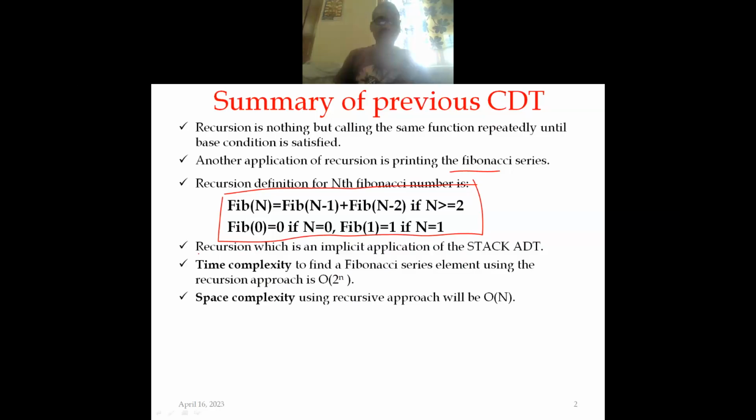Whenever we write any recursive function, the system stack is implicitly used to store the call stack trace. That is the reason we say that applications of the stack are recursive functions like factorial, GCD, the Fibonacci series problem, and then Tower of Hanoi. All these problems can be solved using recursion, which in turn makes use of the system stack. For the Fibonacci series, we had seen that the time complexity is order of 2 power n and the space complexity is order of n.